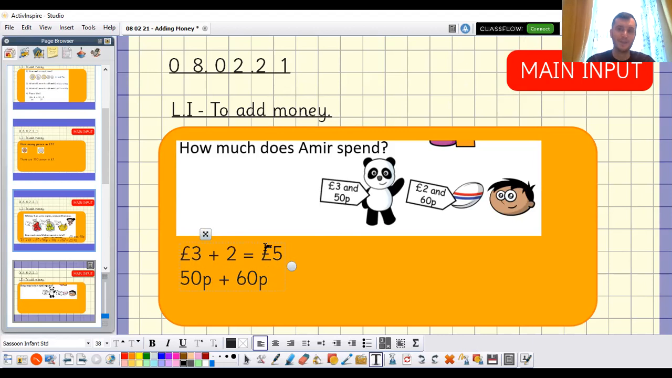So let me start again. 50 plus 50 is equal to 100. 50 plus 60 is equal to 110. So that is equal to 110 pence.